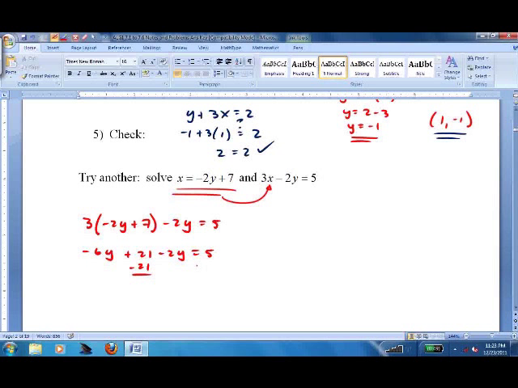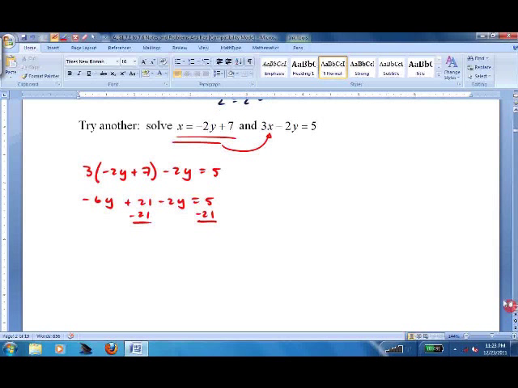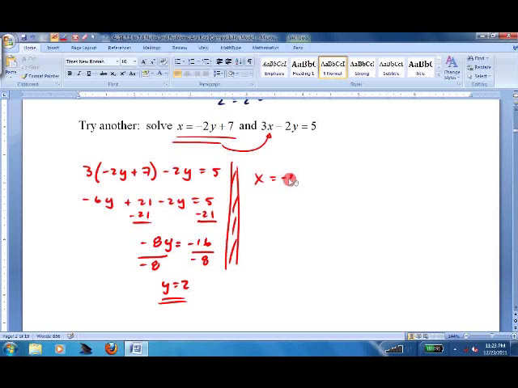Negative 6y plus 21 minus 2y equals 5. Subtract 21 from both sides. Negative 6y and negative 2y is negative 8y. Negative 16 divided by negative 8. Y equals 2. Plug it back in. Doesn't matter which one, but looks pretty nicely set up here. X equals negative 2 times 2 plus 7. X equals negative 4 plus 7. X equals 3.